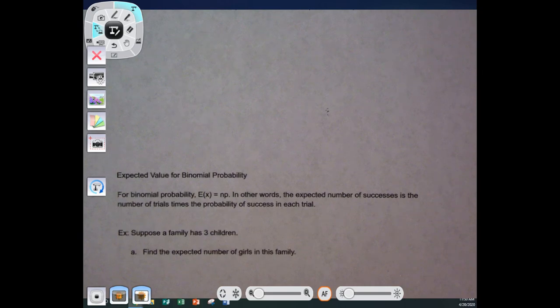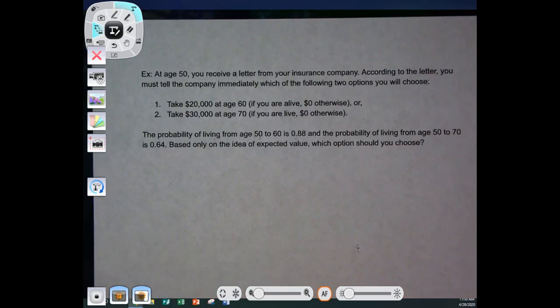Now we look at a life insurance example. So, let's say that your insurance company at age 50 sends you a letter, and according to the letter, you have to tell the insurance company which option you would like to choose. You can either take $20,000 at age 60 if you're still alive, or you can take $30,000 at age 70. Again, considering if you are alive.